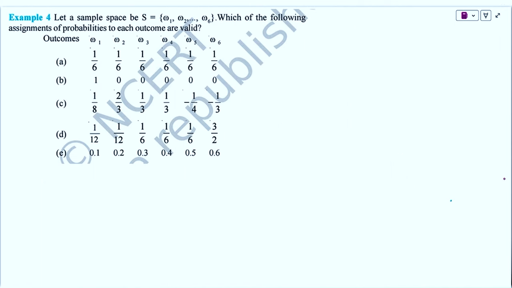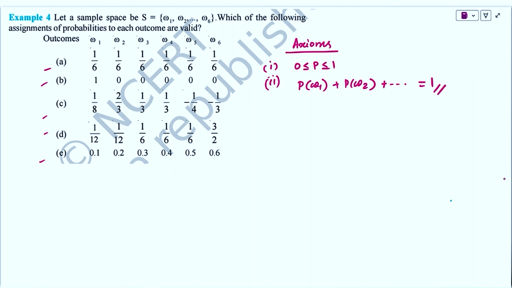Now we are going to discuss one example of the axioms of probability. Let the sample space be S, with omega 1, omega 2 up to omega 6 as the elements. Which of the following assignments of probability to each outcome are valid? We have assignments A, B, C, D and E, and we have to find which of these follow the axioms of probability. We know that there are mainly two axioms. The probability value should be between 0 and 1. The second axiom is that the sum of the individual probabilities of the events should be equal to 1. These two axioms should be followed by each assignment here.